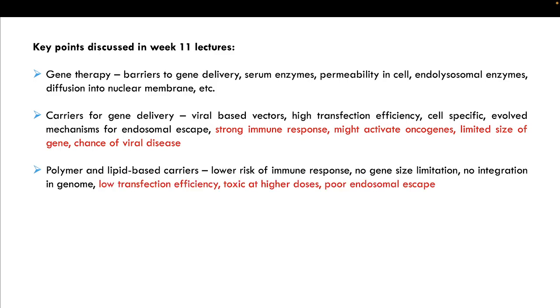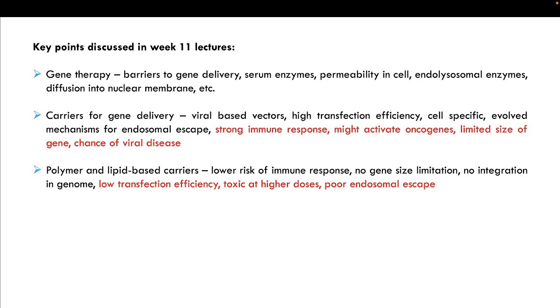We have something known as polymer and lipid based carriers. So what we do is we encapsulate our gene into a polymer and then deliver that. Advantages: it has lower risk of immune response, because now it's not a biological living material that can infect the cells. This is just a polymer which is encapsulating our gene. There is no size limitation, because we can now engineer particles to hold however much gene we want. No integration in genome, so these particles will just deliver the gene into the cell or into the nuclear membrane. They will not integrate this gene into the genome, so there is no chance of activating oncogenes.